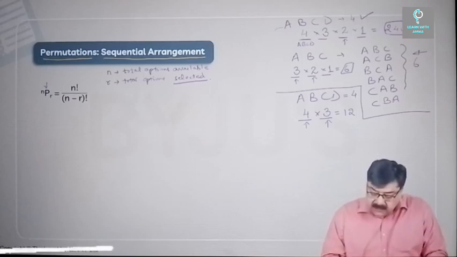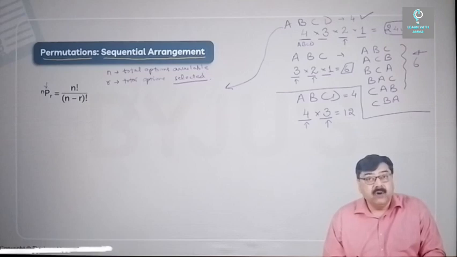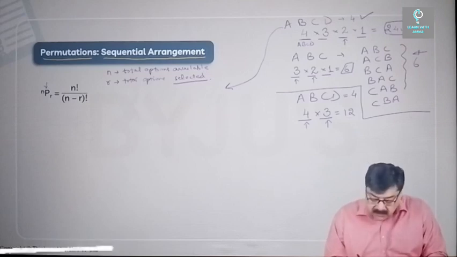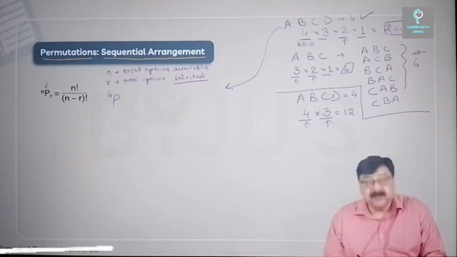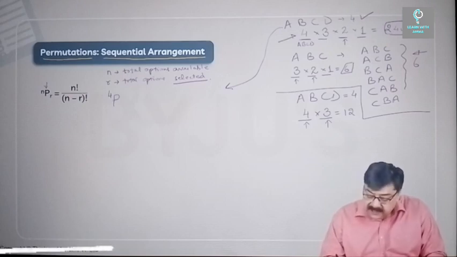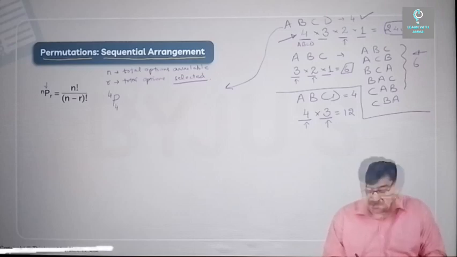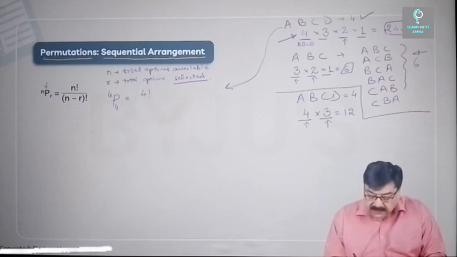So let us talk about this question. We are given 4 letters A, B, C, D. So the total number of options available to us is 4. We need to find out the permutations. And here in this question, we are taking all the 4 items at the same time. So this is 4P4, because we have to select 4 items. So hence this becomes 4 factorial by (4 minus 4) factorial.